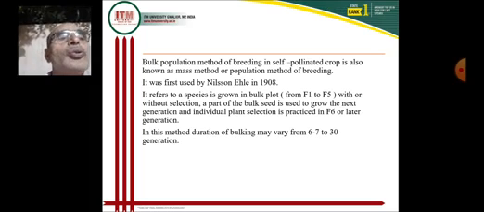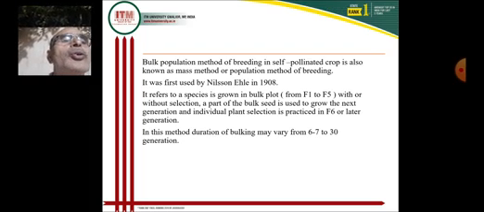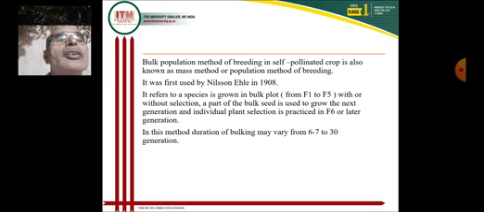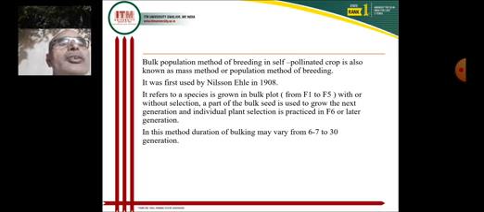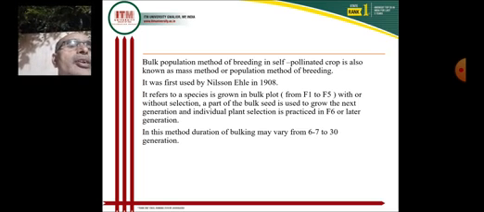Because there is no selection in these generations, and a part of the bulk seed is used to grow the next generation, which represents all the genotypes for growing the next generation. And in the F6 generation or in later generations, selection is practiced. In this method, the duration of bulking may vary from 6 to 7 to 30 generations.